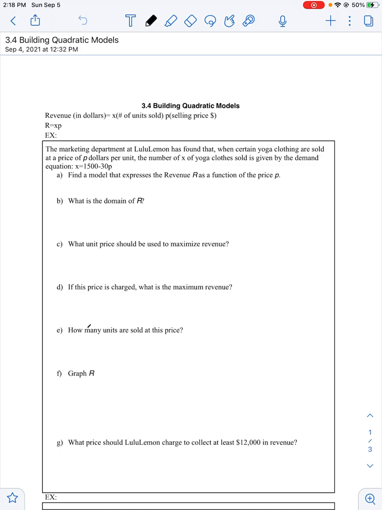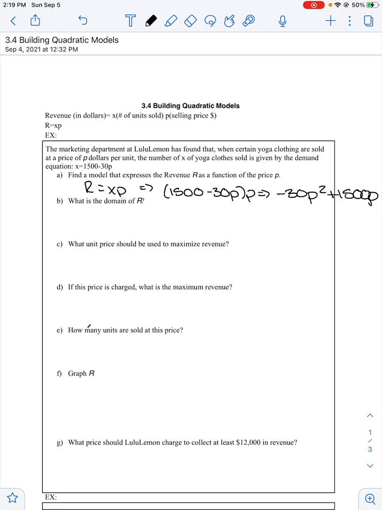So revenue equals the number of yoga clothes times the price. So R equals x times p. And we know that x equals 1500 minus 30p, so I'm going to plug that in, times p. So R equals negative 30p squared plus 1500p.